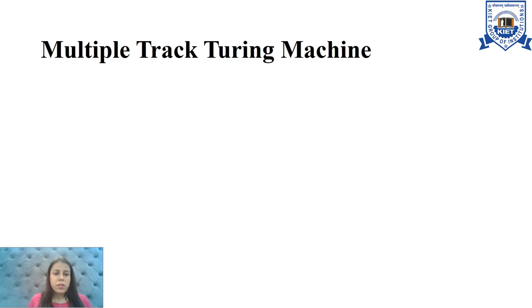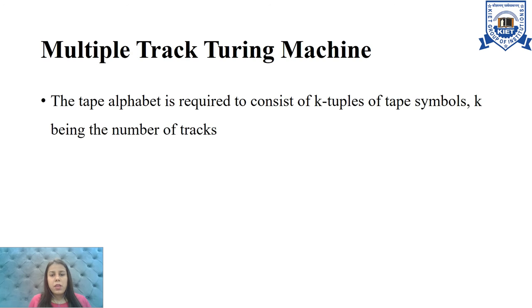Right? Coming to the third variant, we have the multiple track Turing machine. Under this, we have multiple input tapes. Now, if we have multiple input tapes, we will also have multiple heads. The only requirement here is that we previously provided just one tape symbol while making a move, but now since we have multiple tapes, if we have k tapes, we have to provide a k-tuple of tape symbols, because on every tape there will be a move, so we have to move according to the k tape symbols.